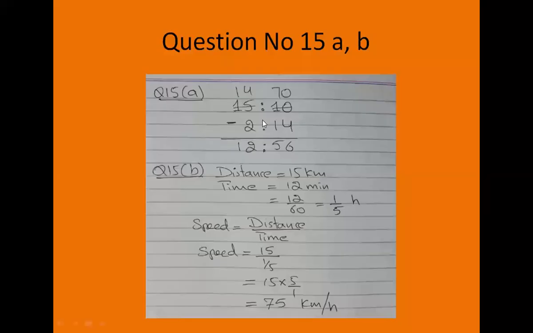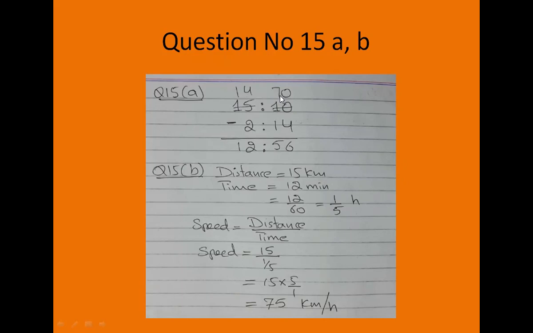Okay, so the arrival time is 15:10, and the journey time is 2 hours and 14 minutes. From the arrival time, if you subtract the journey time, you get the departure time when they started the journey. So 15:10 minus 2 hours and 14 minutes. Because from 10 I cannot subtract 14, I will borrow 1 hour from here. So when 1 hour is borrowed, you will be left with 14 hours. And when 1 hour comes to the minutes side, 60 minutes will be added here.